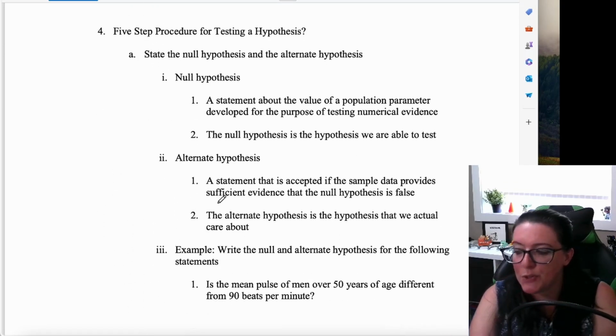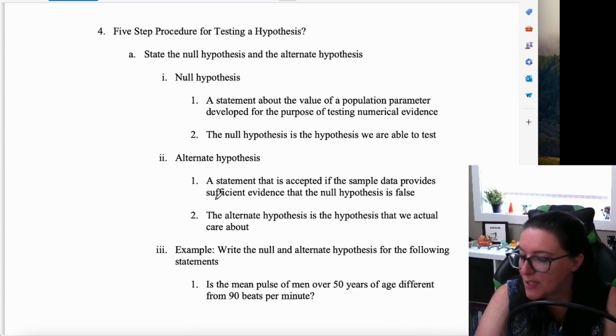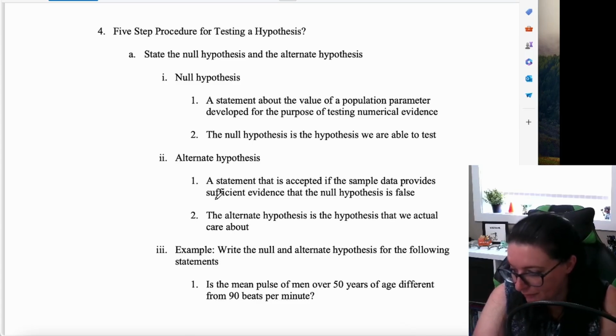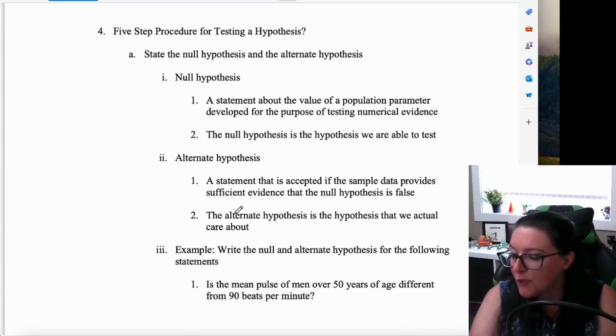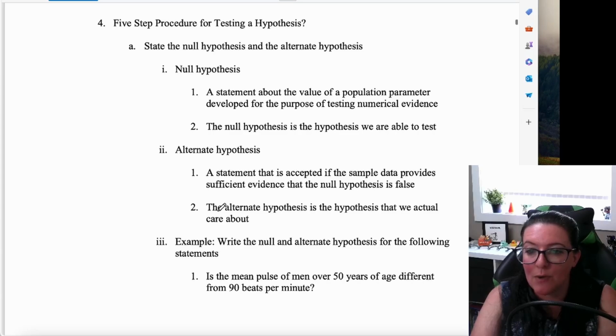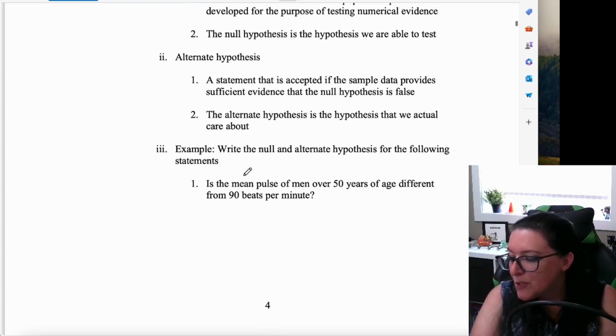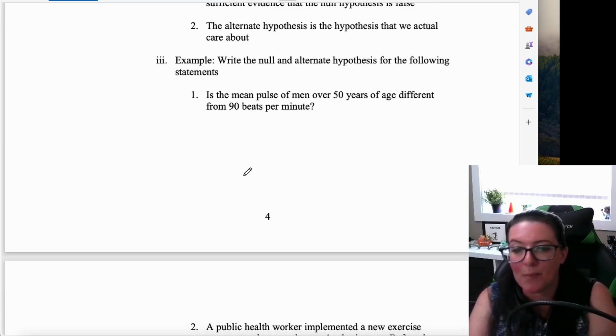So how do we do hypothesis testing? First thing we do is state the null and alternative. Again, the alternative is what we actually care about. The null is technically what we are testing. So we write out the null and alternative hypothesis.